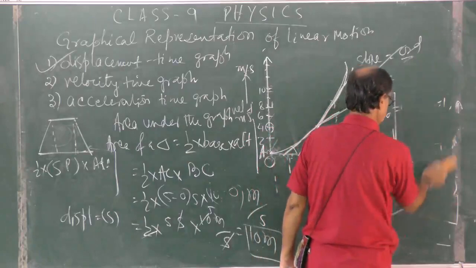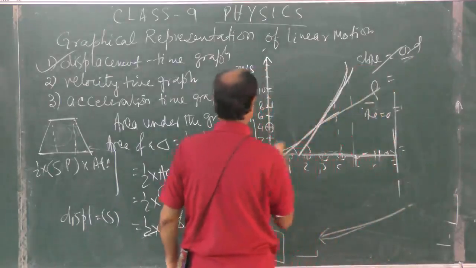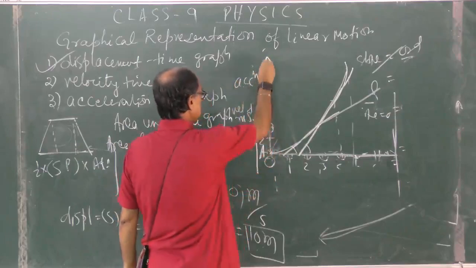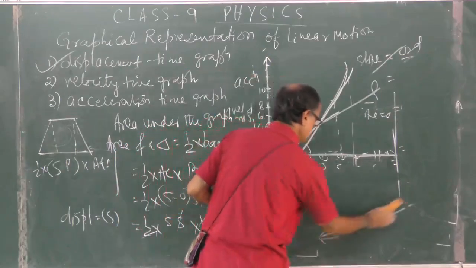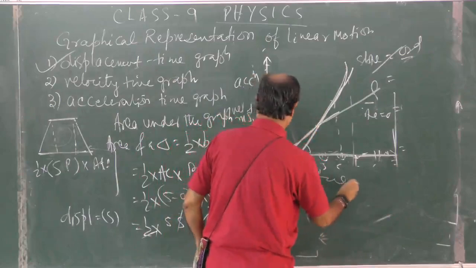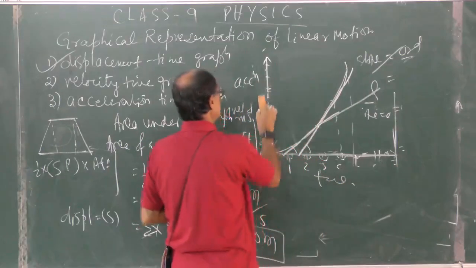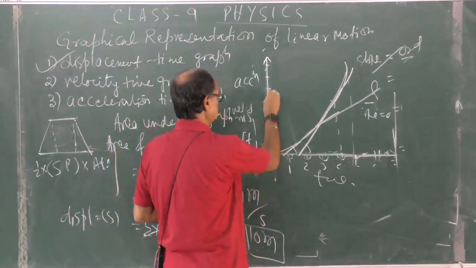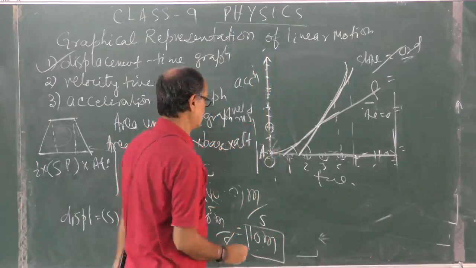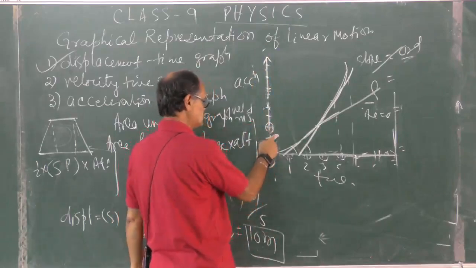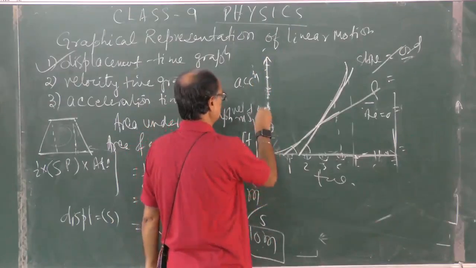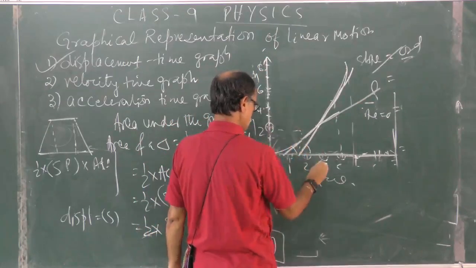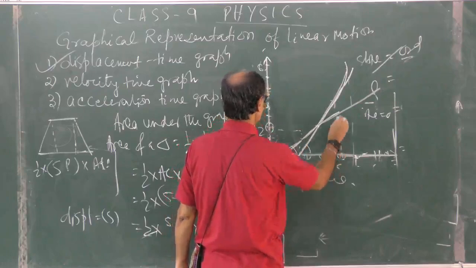In the acceleration time graph, here also you are getting the same thing. That is, acceleration will be on the y-axis and time will be on the x-axis. So whatever acceleration you are getting here, you have to note down as per its requirement. Say 2, 4, 6, 8 in bigger places. So 2, 2, 2, 4, 2, 4.